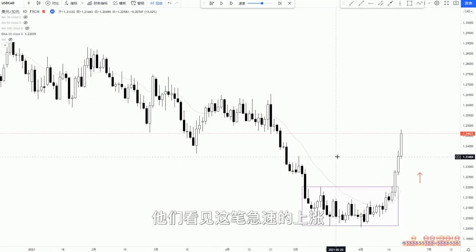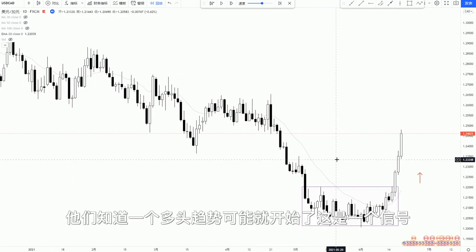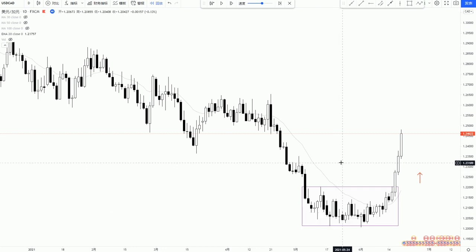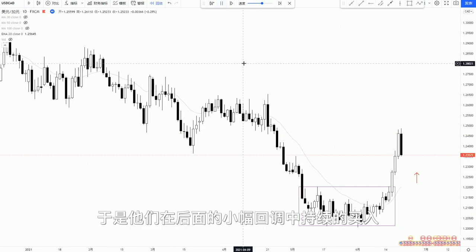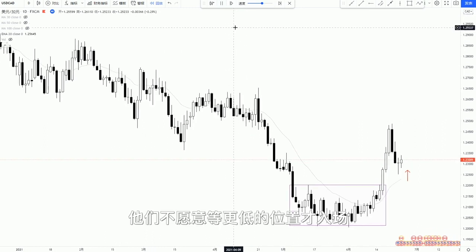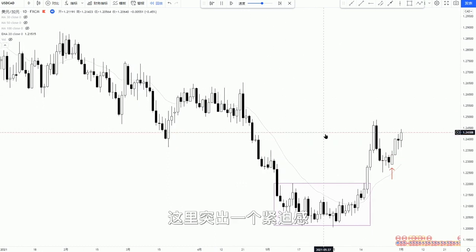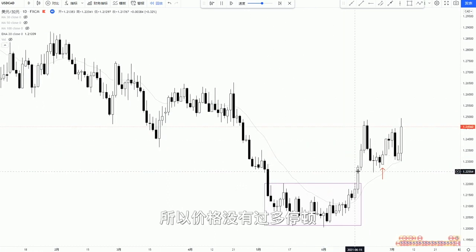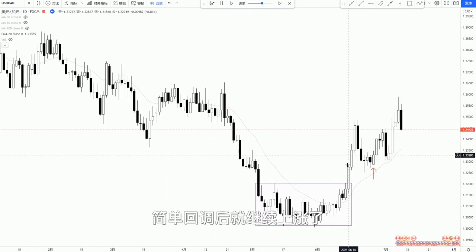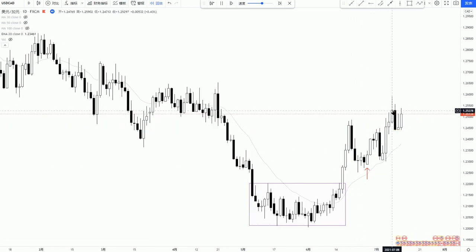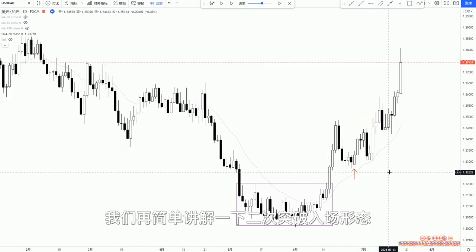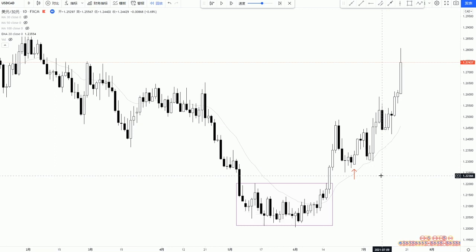We're going to take the K line off the back of it. For the major players in the market, they see this sharp rise and this breakout of a bottom structure. They know that a bullish trend may be starting, and that's a sign, so they continue to buy in a small pullback later. They are not willing to wait for lower positions to enter. There is a sense of urgency here. Institutions are rushing to buy, so prices do not pause much. Simple corrections continue to rise.